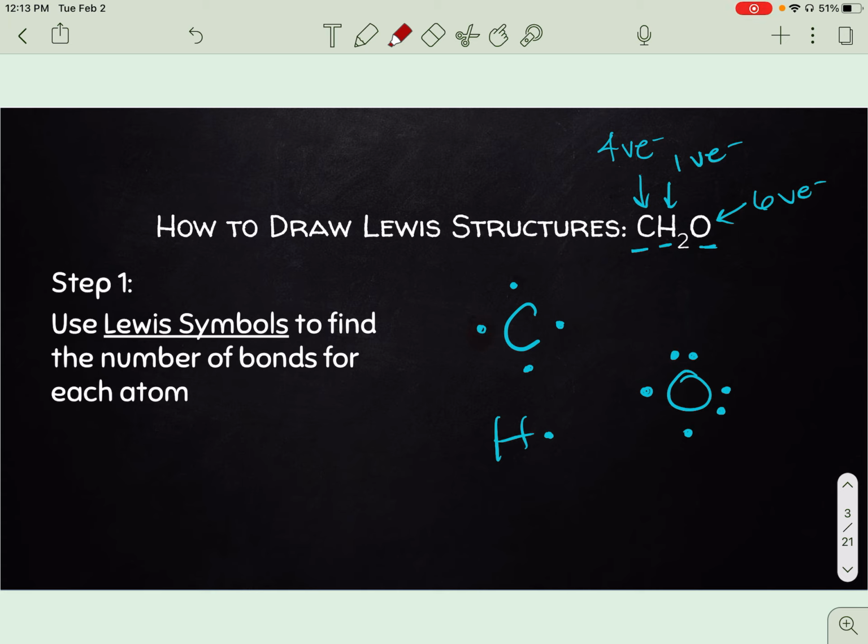Okay, so for carbon, I have 1, 2, 3, 4 unpaired electrons, which means that's going to be 4 bonds. For oxygen, I have 2 unpaired electrons, so that's going to be 2 bonds. And then for hydrogen, I only have that 1 unpaired valence electron. Remember, a hydrogen has a full valence shell with only 2 electrons, so you don't have to do much there. That's going to make 1 bond. Okay, awesome. So now we know that.